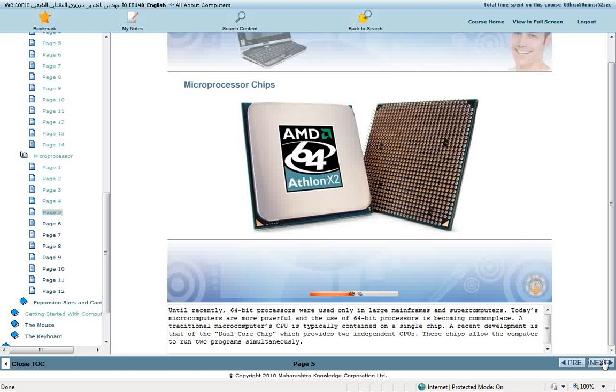A traditional microcomputer's CPU is typically contained on a single chip. A recent development is that of the dual-core chip, which provides two independent CPUs. These chips allow the computer to run two programs simultaneously.